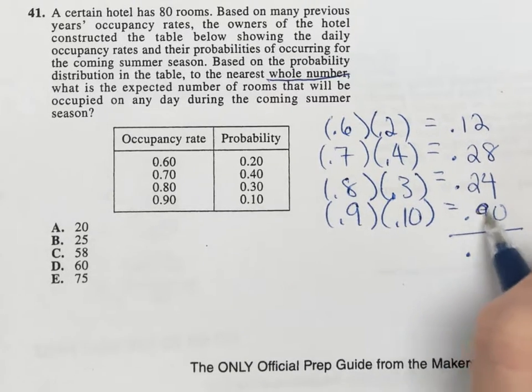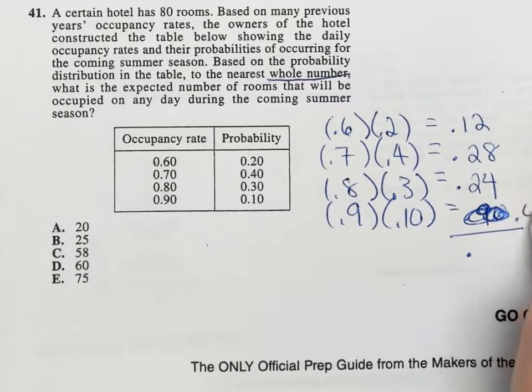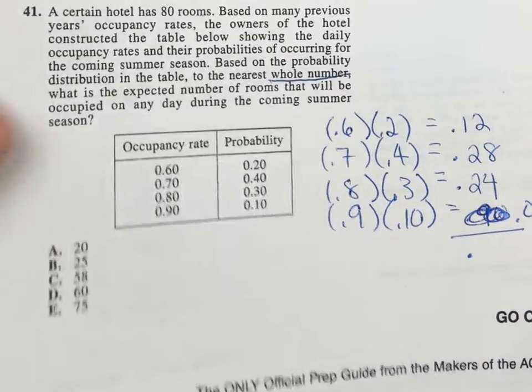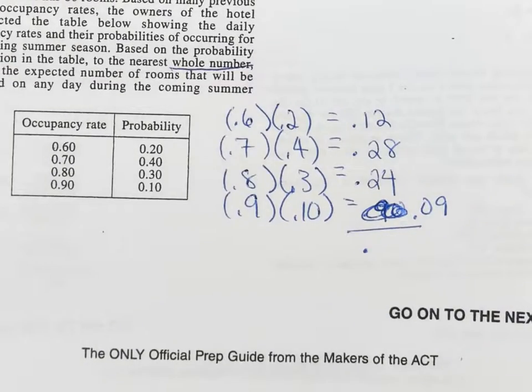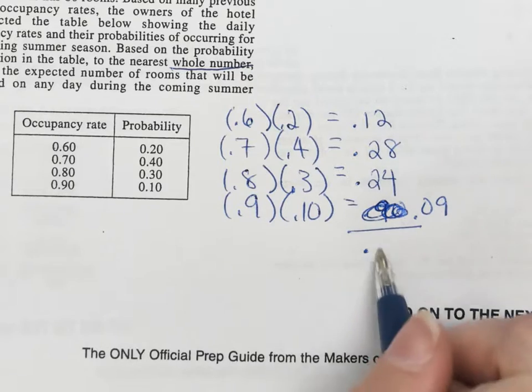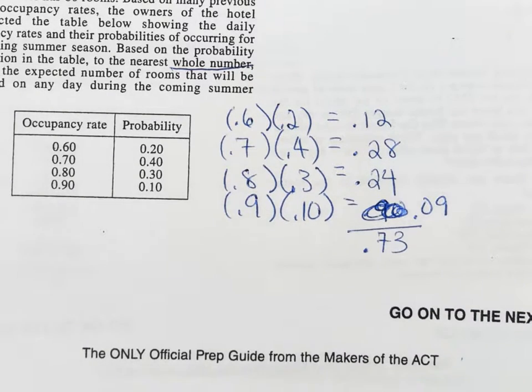Yeah, that one's not right. That's 0.09. I knew that didn't sound right. There we go. Add those all up. I got 0.73. Did y'all get that?